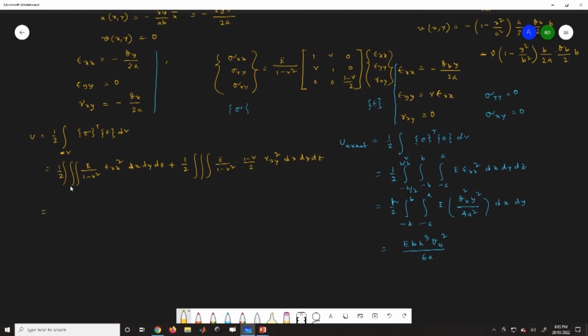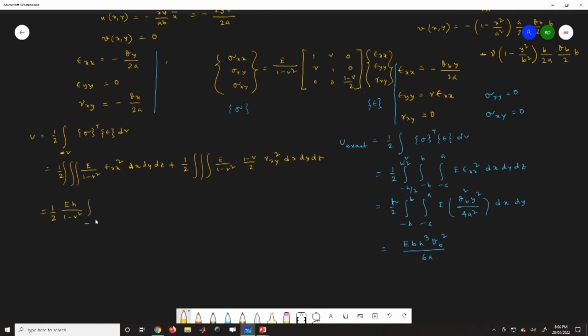Now if I integrate with epsilon xx given, and theta x is 2a, remember that even though sigma y is non-zero, since epsilon y is 0, the sigma y contribution will not be there. So if I just compute this integration, let me write it again like this: minus h by 2 to plus h by 2, and all those things. So that is E h by 1 minus nu squared.